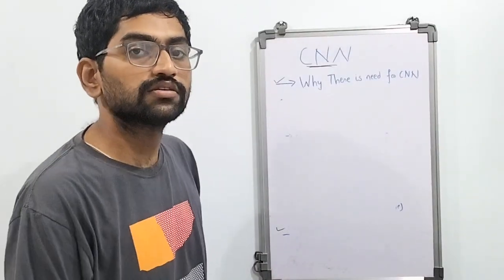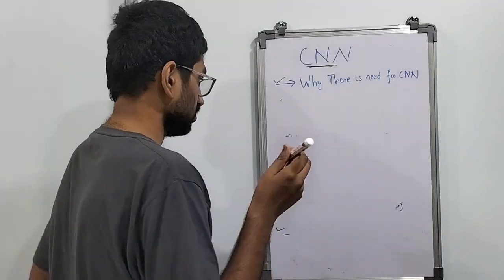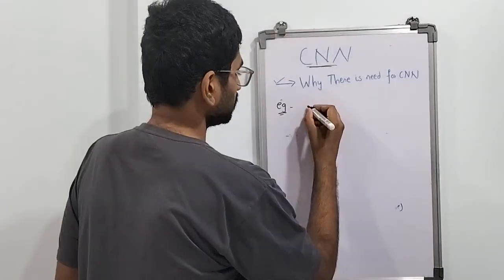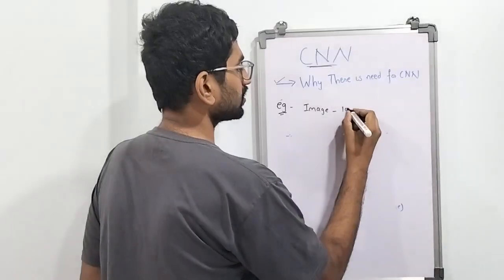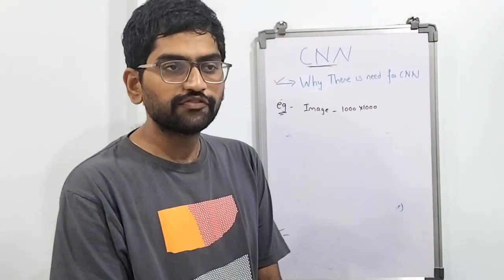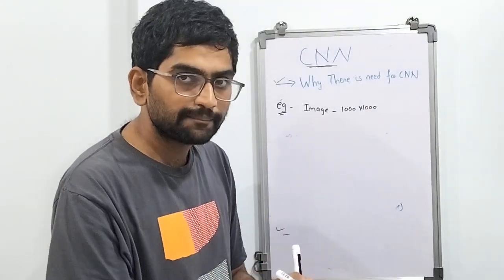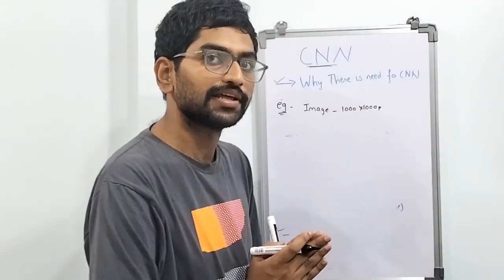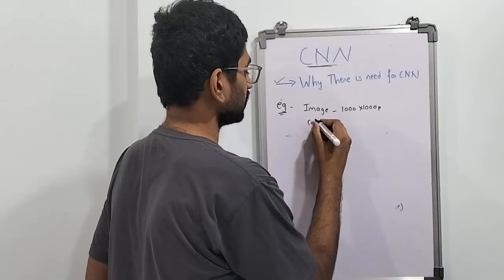The example I want to cover is, let's say, I have an image of size 1000 by 1000. We have different types of images, right? 1080p, 720p, 480p, like that. Here I have, let's say, a 1000 by 1000 image, and it has a color channel of 3.